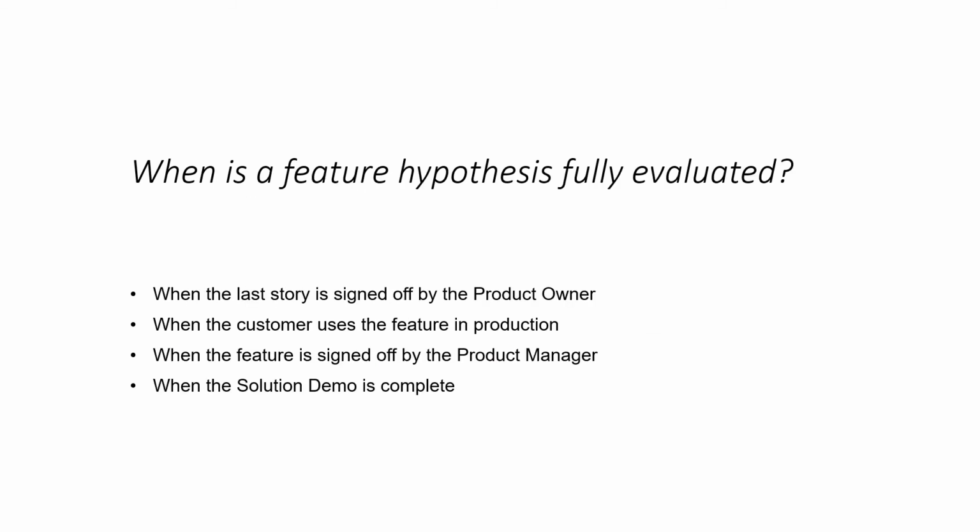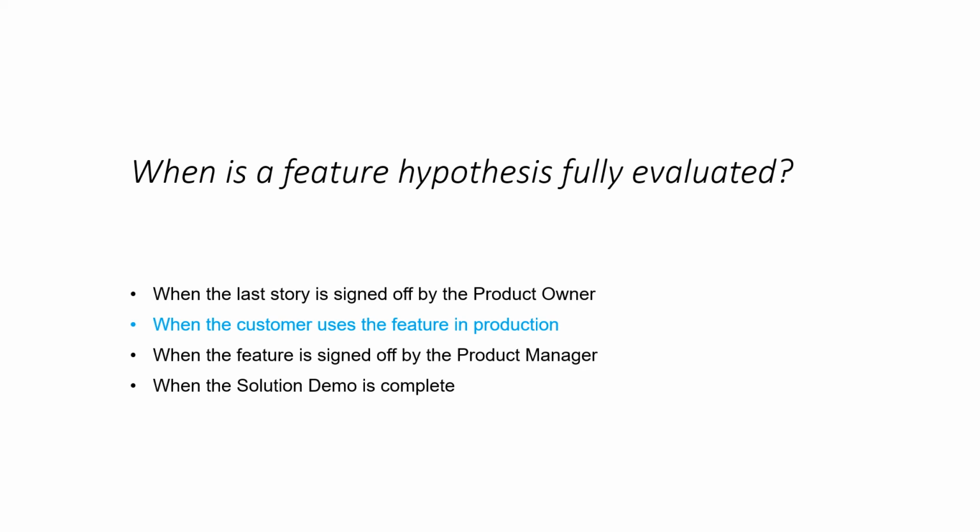Next one: when is a feature hypothesis fully evaluated? Okay, so let's look at all the options and then think about the correct one. We'll check in a few seconds. When the last story is signed off by the product owner, when the customer uses the feature in production, when the feature is signed off by the product manager, when the solution demo is complete. Which one? Let's check. The second option: when the customer uses the feature in production.